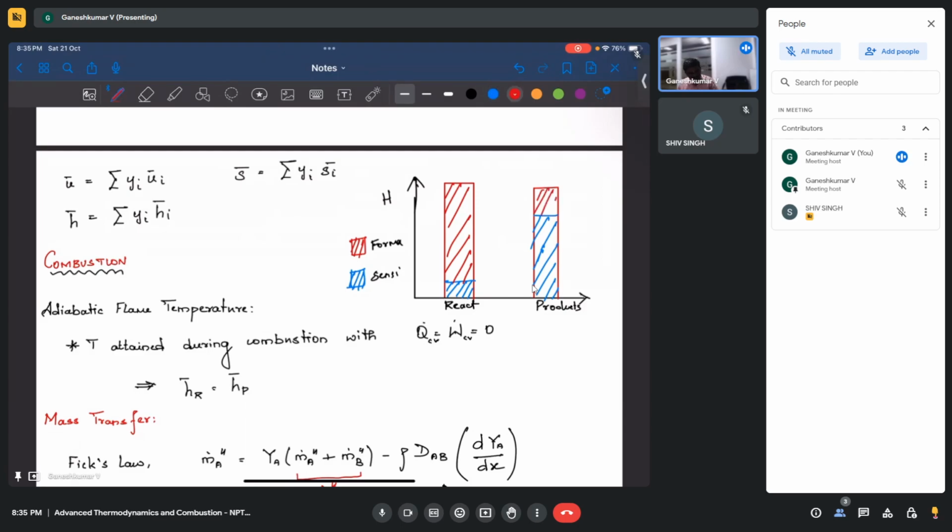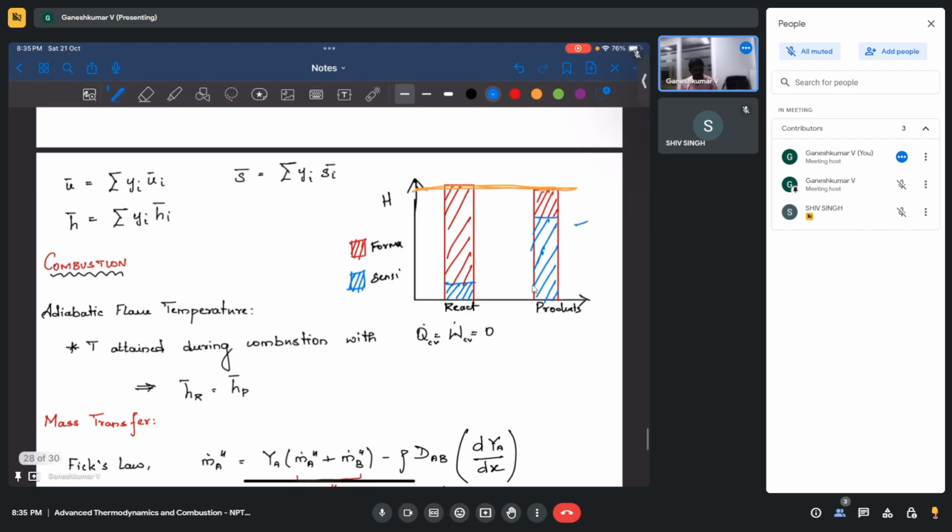So what you did was, both reactants and products will have the same enthalpy, but you increased this composition, and because of this the temperature has increased. Sensible enthalpy is nothing but, crudely speaking, CpT, right? Here it will be CpT of reactants, here it will be CpT of products. Since sensible enthalpy is more in the products, this T of products is also called the adiabatic flame temperature, and that is how we get adiabatic flame temperature.